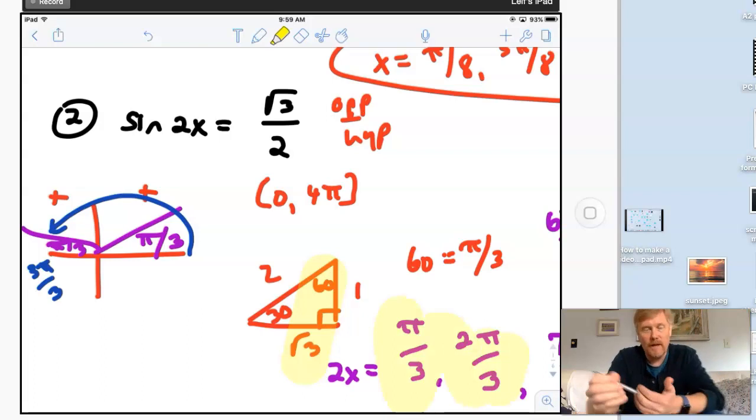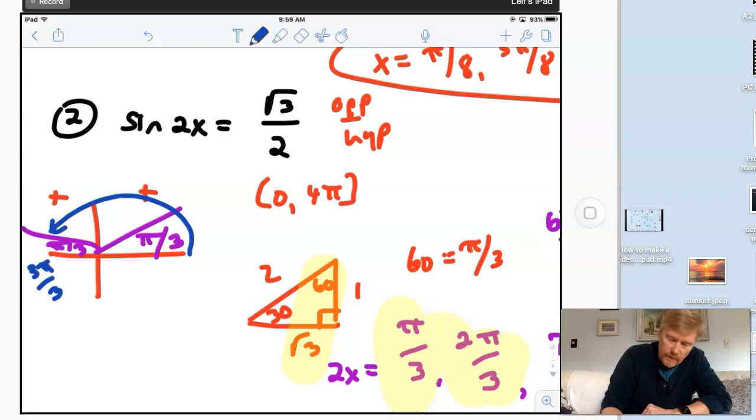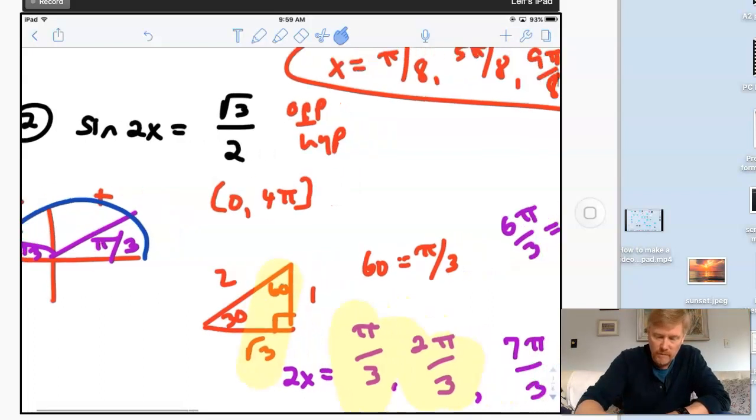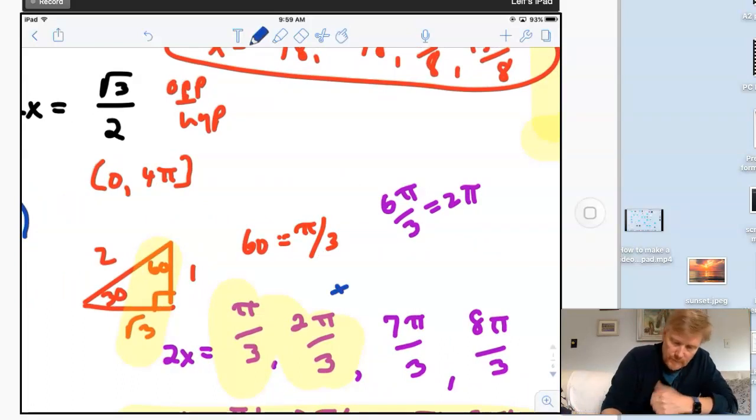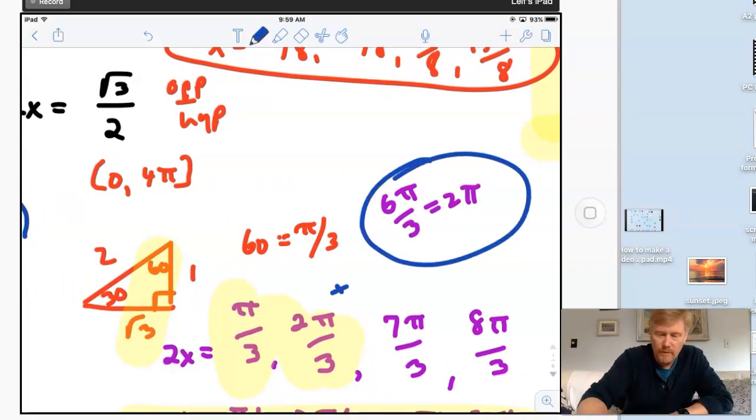Now I want to have it go all the way to 4 pi. So if I add 6 pi over 3 to each of those, then I'll get once around one more time. So if I remember 2 pi is once around the circle, so I want to add those two. So if I add 6 pi over 3 to those, I get 7 pi over 3 and 8 pi over 3, because 6 pi over 3 is the same as 2 pi.